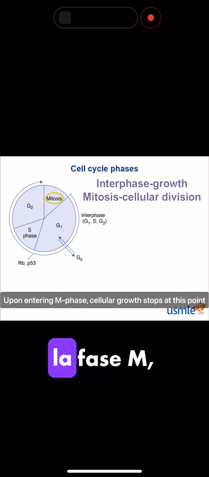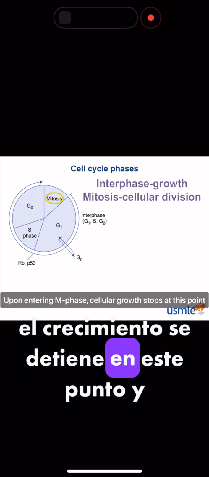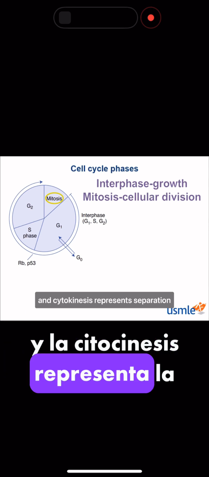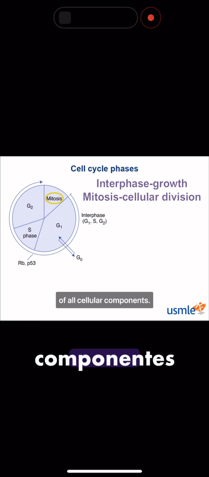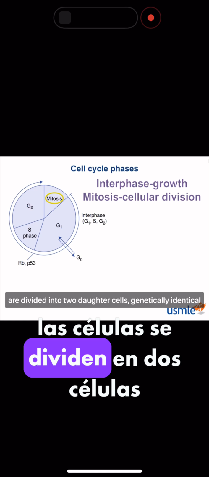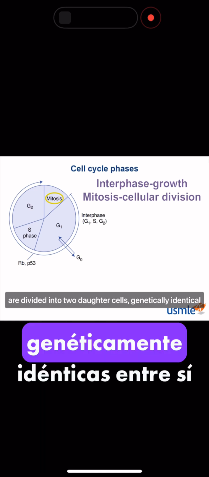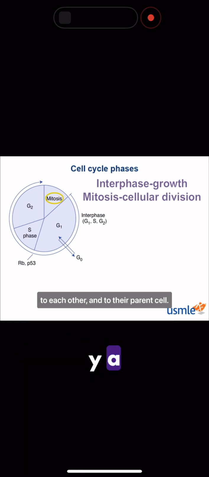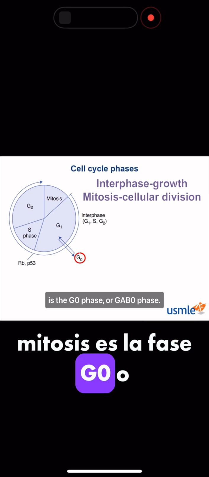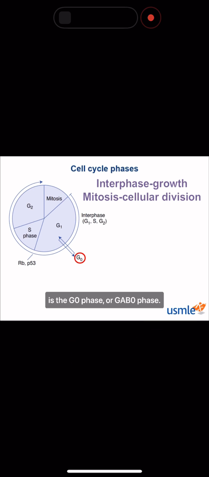Upon entering M phase, cellular growth stops at this point and all the focus is on cellular division. Mitosis represents chromosome separation and cytokinesis represents separation of all cellular components. At the end of this phase, mother cells are divided into 2 daughter cells, genetically identical to each other and to their parent cell.